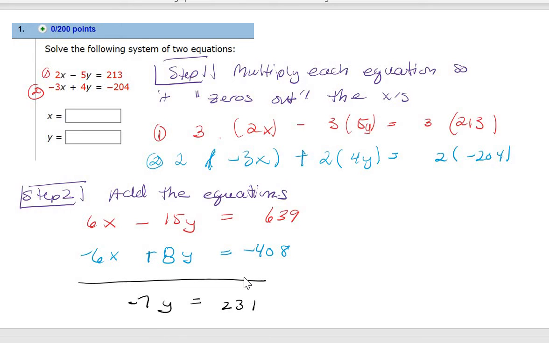Just so you know, I make a lot of arithmetic mistakes, and I made a few doing this because I tried to do it in my head. I always use my calculator. So here we go, divide both sides by -7, and I have the answer for y, which is y equals -33.